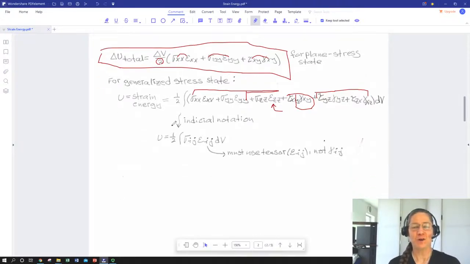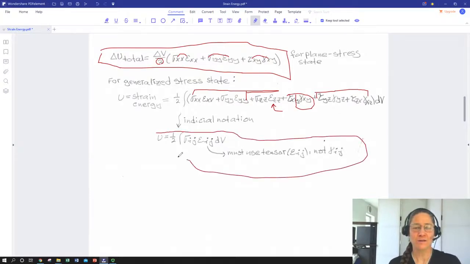Now, if we want to shortcut it, those of you who remember your indicial or subscript notation, this would be our expression for a general strain energy. So 1/2 times the integral of our stress in any direction, so ij can be the same or different, and then our tensor shear. So if you're going to use the indicial notation, you've got to take your gamma and divide it by 2. Otherwise, you might just want to write out the whole thing.